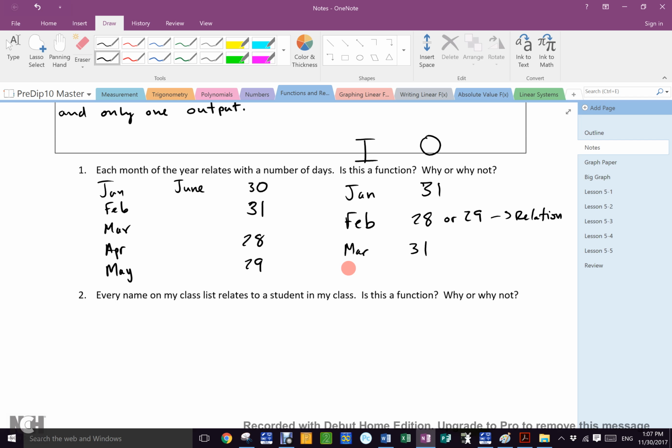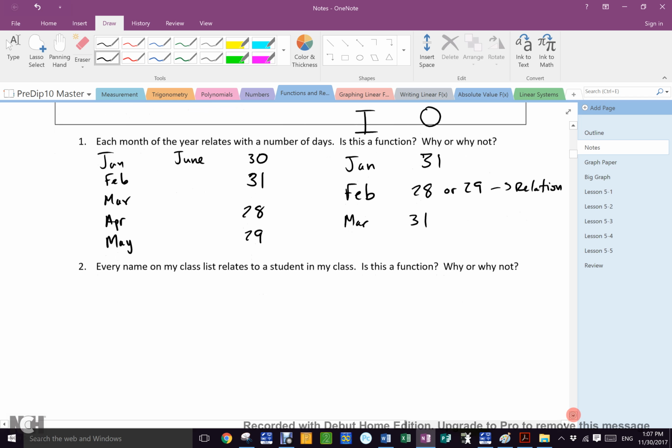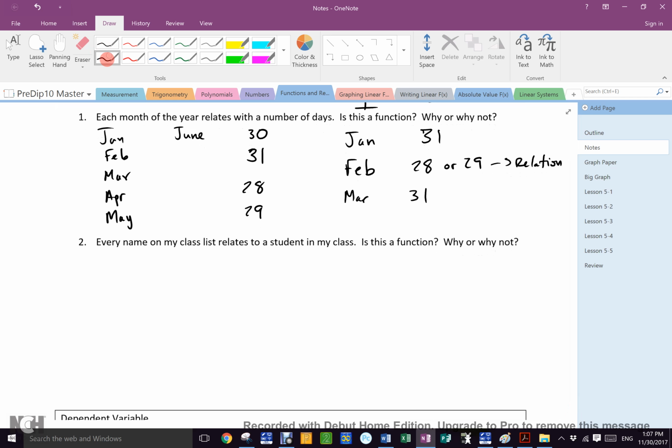Every name on my class list refers to a student in the class. What are the two sets of data? What is set 1? Name. What is set 2? The person. Right? It is a function. Let's check. So, name. Taylor Carlson. That's me. Blonde girl sits right there. When I say Taylor Carlson, how many Taylor Carlsons are in the room? One. Her.